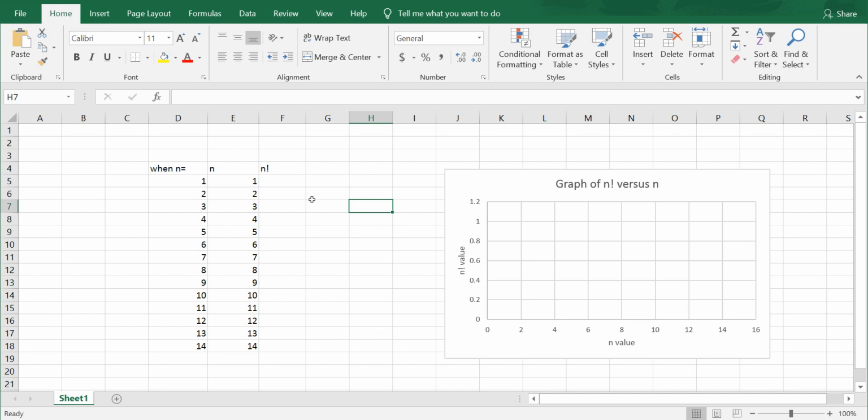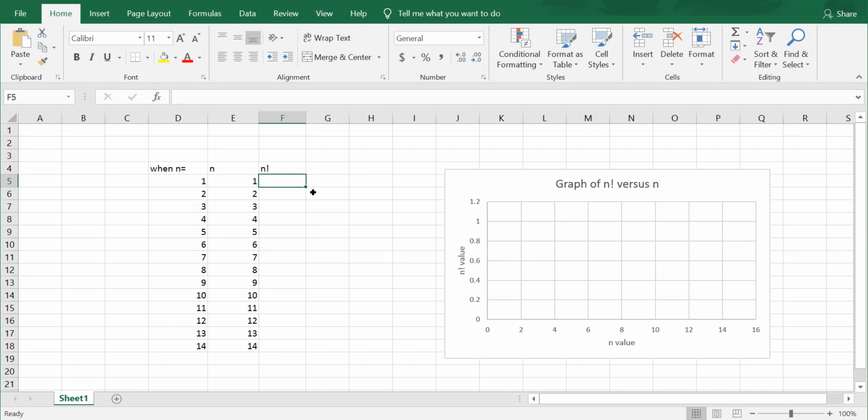We're going to explore the graph of n factorial versus n by calculating my n factorial value. As you can see on the left hand side, column D represents n equals to, let's say, 1. Column E is the x-axis, which is the n value, while column F represents n factorial, which is the y-axis in the graph itself.